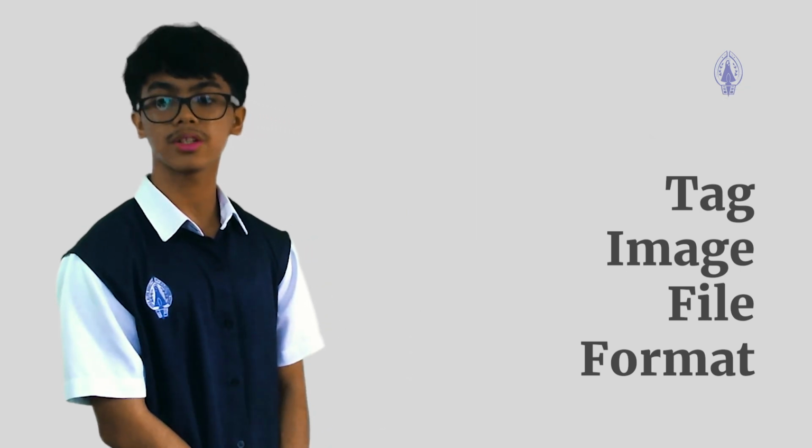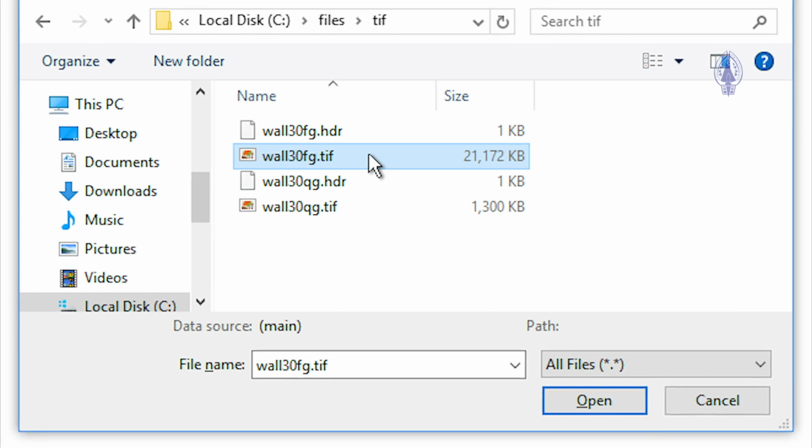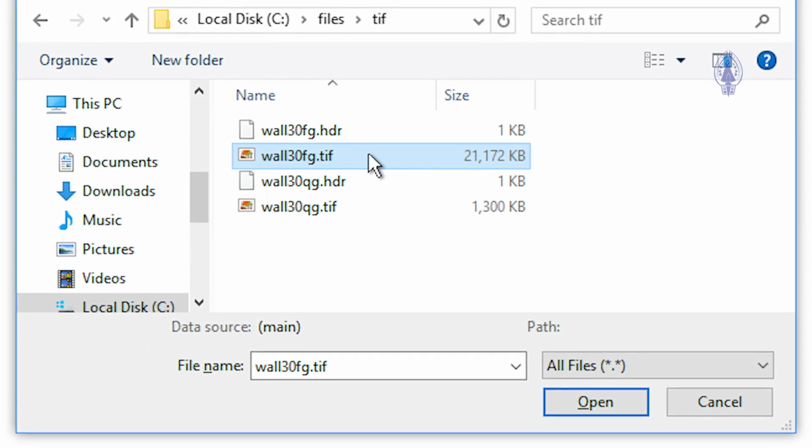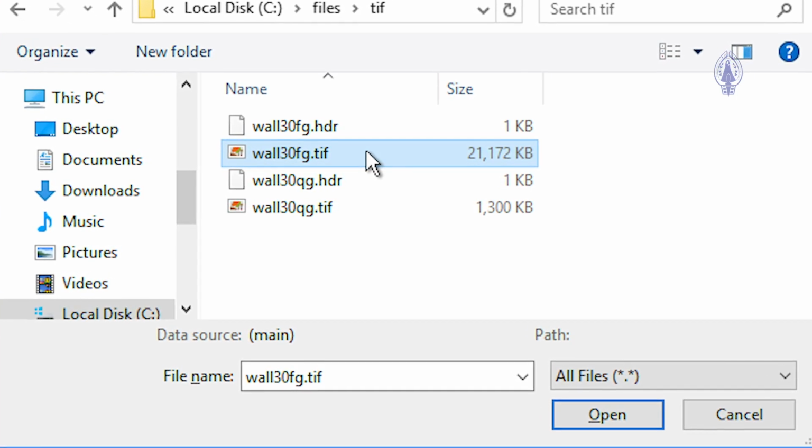TIFF, also known as Tagged Image File Format. All colors and data information are kept in what is regarded as a high-quality image or file format. However, it has a downside. It generates quite large files and uses a lot of disk space.